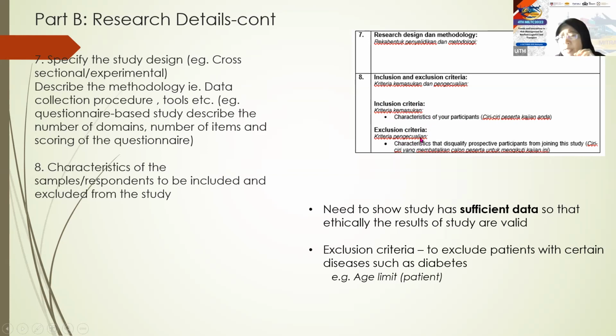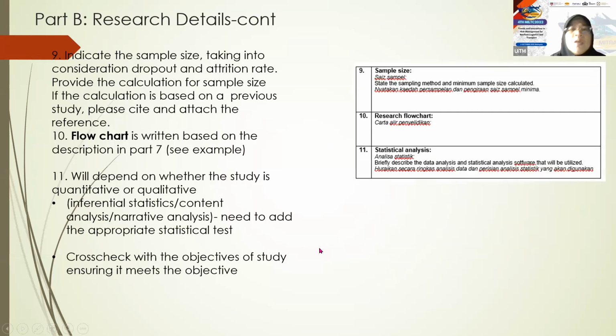Let's say your study does not involve people at all. You don't do a questionnaire, you just do data collection from some open source, or you are using secondary data. So here you cannot leave it blank. You must put in not applicable, NA. For inclusion criteria or exclusion criteria, put in not applicable, because we are using secondary data.